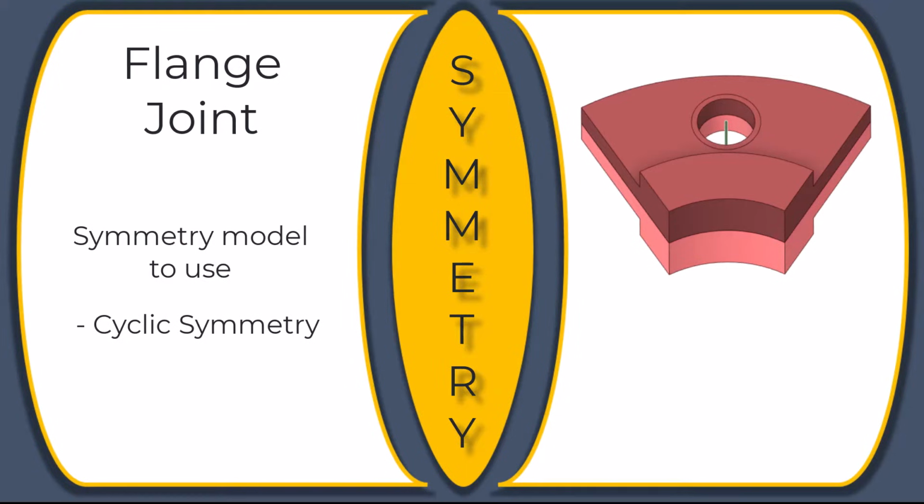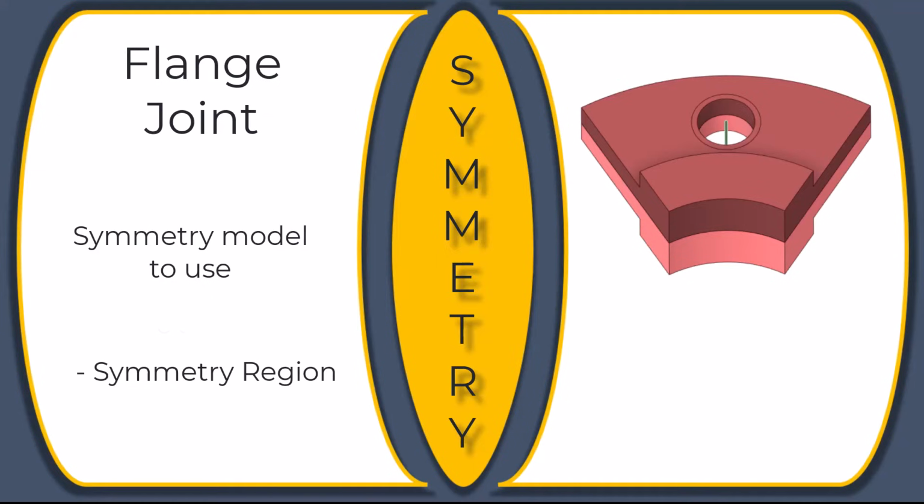Recall that a cyclic region allows us to solve for repeating sectors and still get a non-symmetric response. A cyclic region is a repeating pattern, so it allows for twisting. However, a symmetry region is a mirror about the two planes, so there is no twisting. Hence, for this example, as we are expecting symmetric behavior for each sector, we will use a symmetry region instead of a cyclic region.